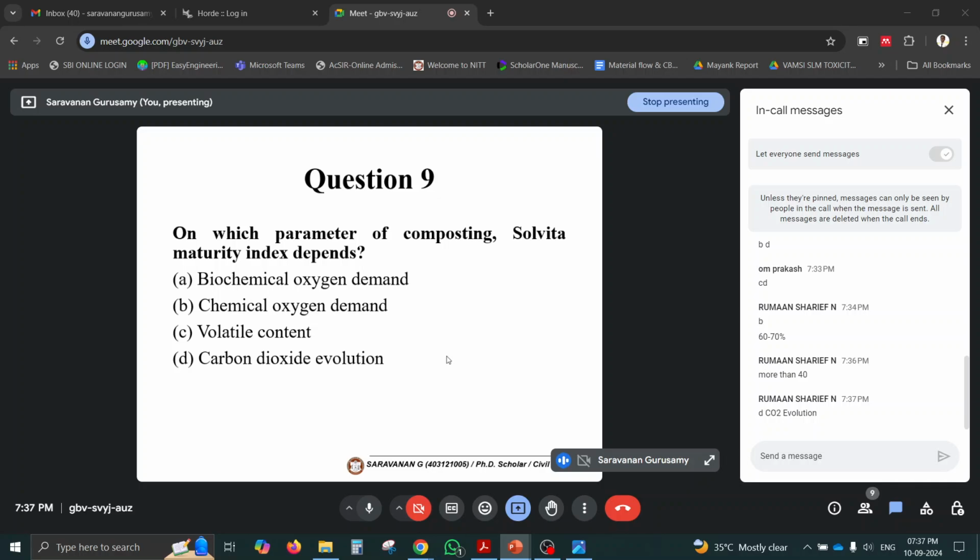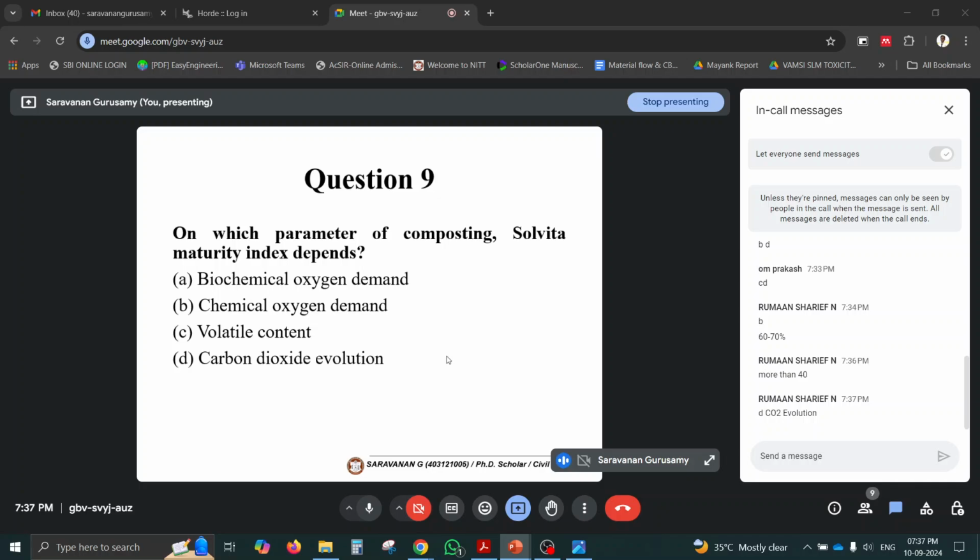So two things are required to find the stability of the compost. One is carbon dioxide evolution, another one is oxygen uptake rate, OUR. So these two should be stable. No carbon dioxide should be evolved, no oxygen should be taken up. Then only it's called a stable matured compost.